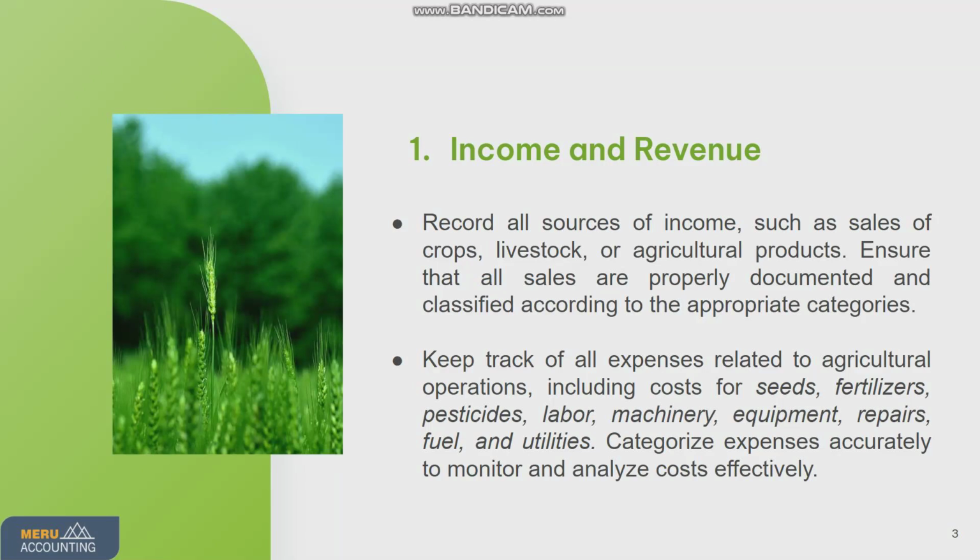In this, we record all your sources of income such as sales, crops, livestock and your agriculture products. We ensure that all sales are properly documented and classified according to their appropriate categories. And we also keep a record of all your expenses related to the agriculture operations, including your investment, like what you have invested in seeds, fertilizer, pesticides, labor, machinery equipment, and the repairs you had for your vehicles like tractors, etc., and the utilities you have used through your producing phase like water, etc. Categorize expenses accurately to monitor and analyze your cost.